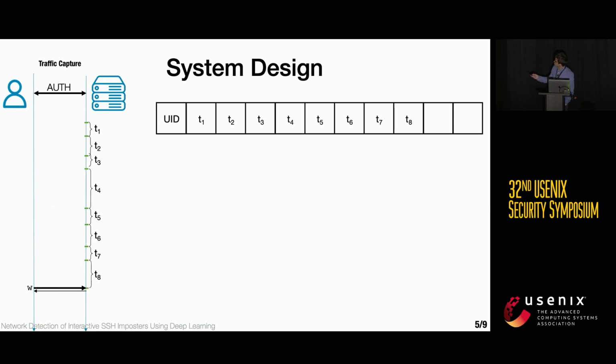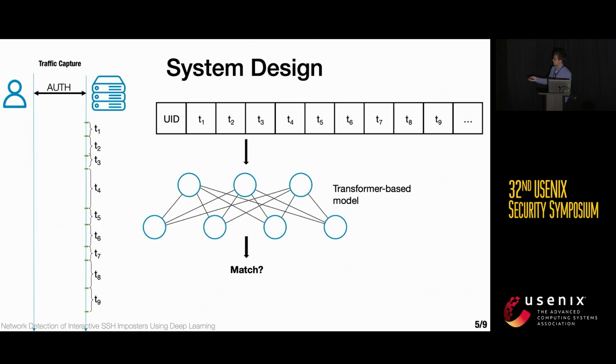Once we build this feature vector, at any point after a certain number of packets, we can pass it to our deep learning model that's based on a transformer and see if we have a match between the user ID here and the sequence.